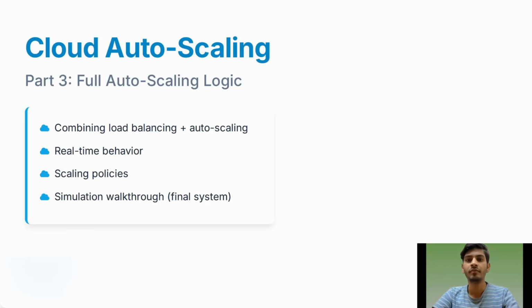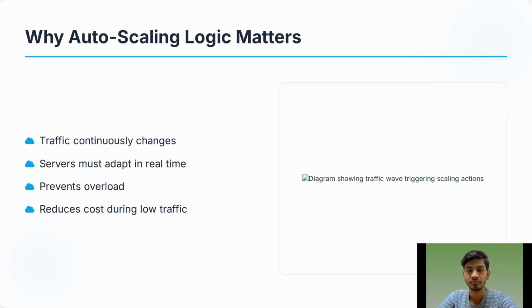Welcome to part 3, the final part of our cloud autoscaling series. Now that we understand load latency and load balancing, it's time to combine everything into a complete autoscaling system. We'll look at how real-time signals trigger scaling actions, how scale up and scale down logic works, and how cooldown periods keep the system stable.